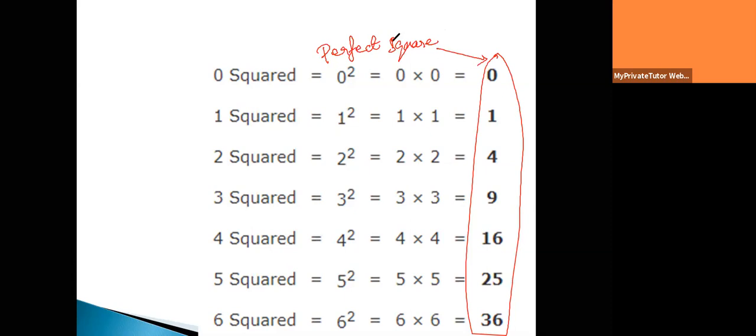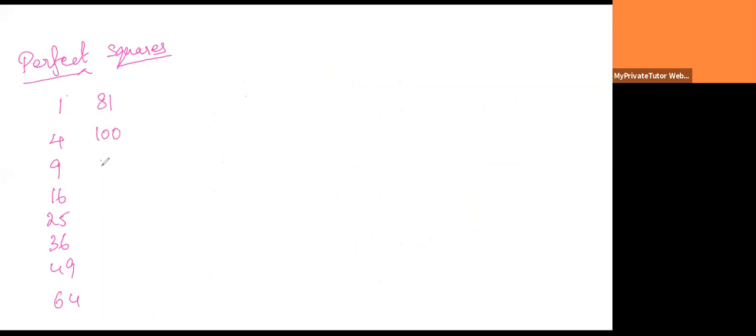Let's try other perfect squares. What are the perfect squares? 1 squared, which is 1. So 1 is a perfect square. Then 4, 9, 16, 25, 36, 49, 64, 81, 100, and so on. It goes on, okay? 121, 144, 169, 196, 225.